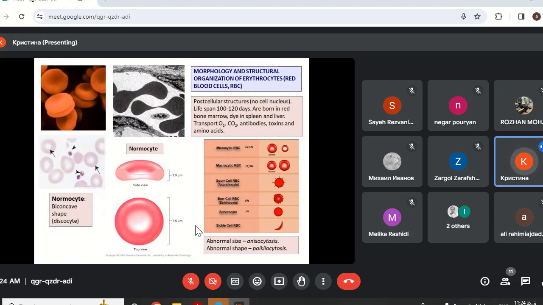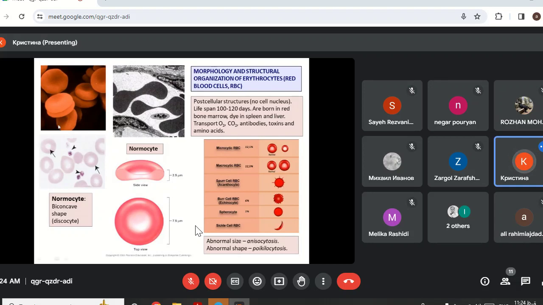Now we will talk about each type of formed element of blood, starting from the major one, erythrocytes or red blood cells, or for short RBC. They can be called postcellular structures because they have no cell nucleus, or they can be called cells without nucleus. Their lifespan is about 120 days, up to 4 months. They are produced in red bone marrow and they die in spleen and liver. They transport gases, antibodies, toxins, and amino acids.